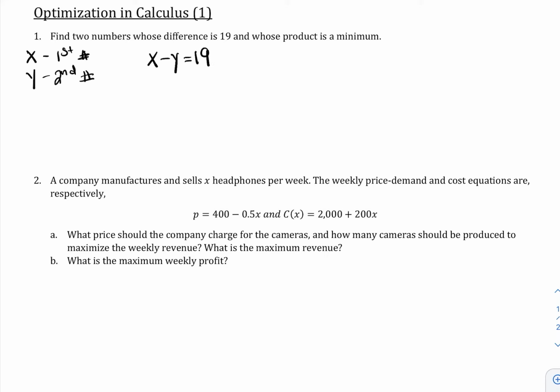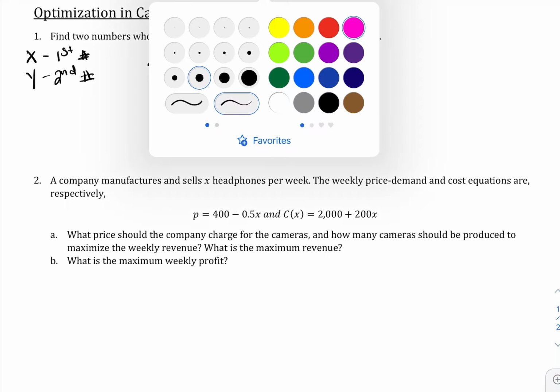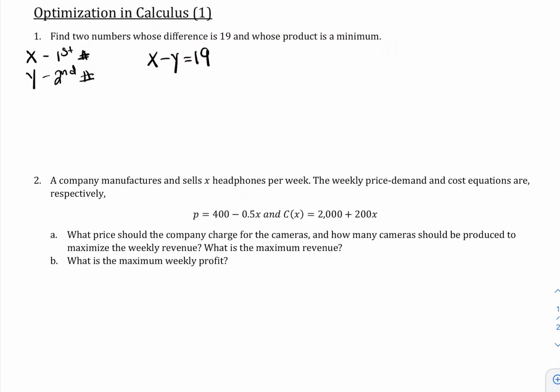And I know I want their product to be a minimum. So this is the key. One of the very, very important things in optimizing is figuring out what you're trying to minimize or maximize, because that's going to be the function you take the derivative of. So I want to make the product a minimum, so I'm going to have to take the derivative of the product. So P is equal to, product means multiplication.